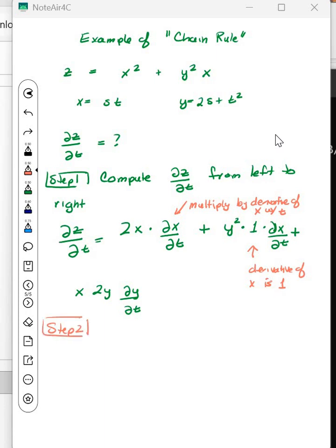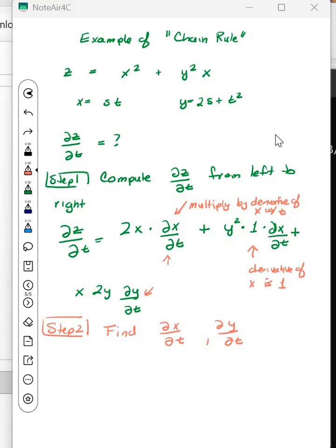If you notice here, I had 2 things. I had this guy and this guy that I don't have formulas for. So I'm going to find them: the partial of x with respect to t and the partial of y with respect to t. Where do I get those? From the formulas on the top.